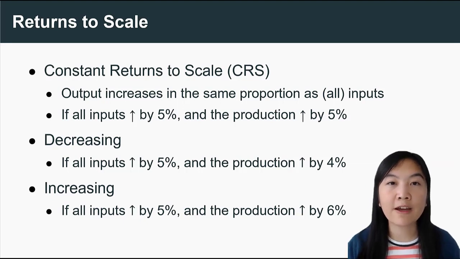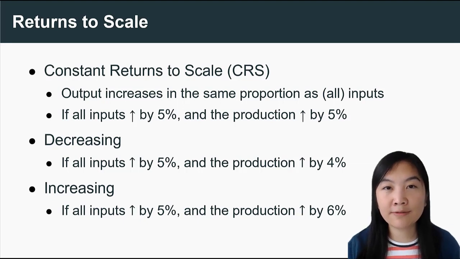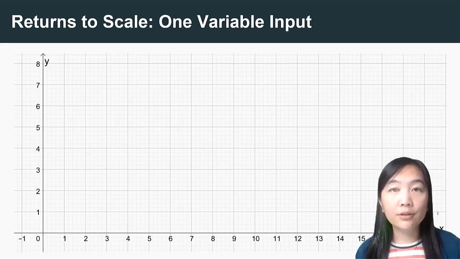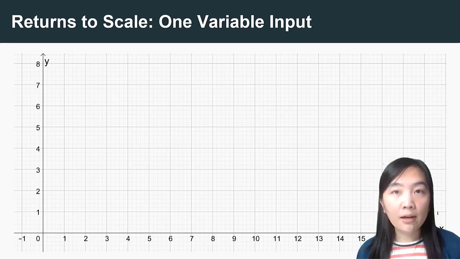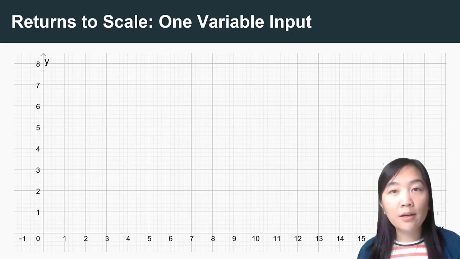That's more than 5%. And in the typical production function for one variable input, there's actually both increasing, decreasing, and constant returns to scale. Let's figure out why. The returns to scale for the one variable input case is fairly easy, and we can tell from the shape of the production function and also the shape of the MPP curve whether it's constant, increasing or decreasing returns to scale.